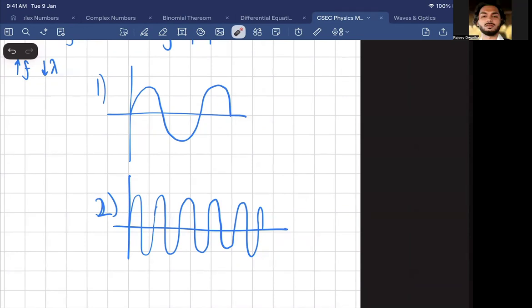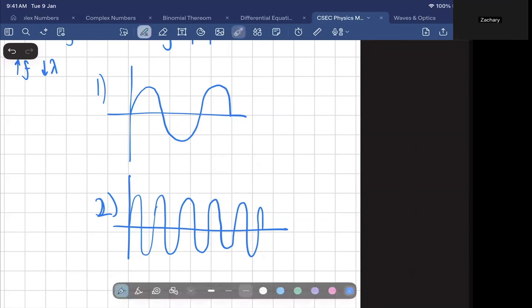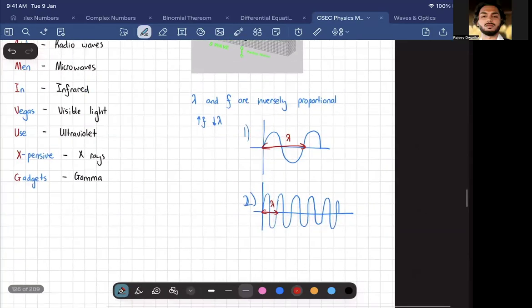Okay, and which one looks like it has the bigger wavelength? Which one has the bigger wavelength? One. Let's see it for yourself, right? In one, this would be one wavelength. But for two, this is one wavelength. Do we understand it visually? Do you understand why if frequency is increasing, the wavelength would get smaller? Yes. It's a good thing you could see it.